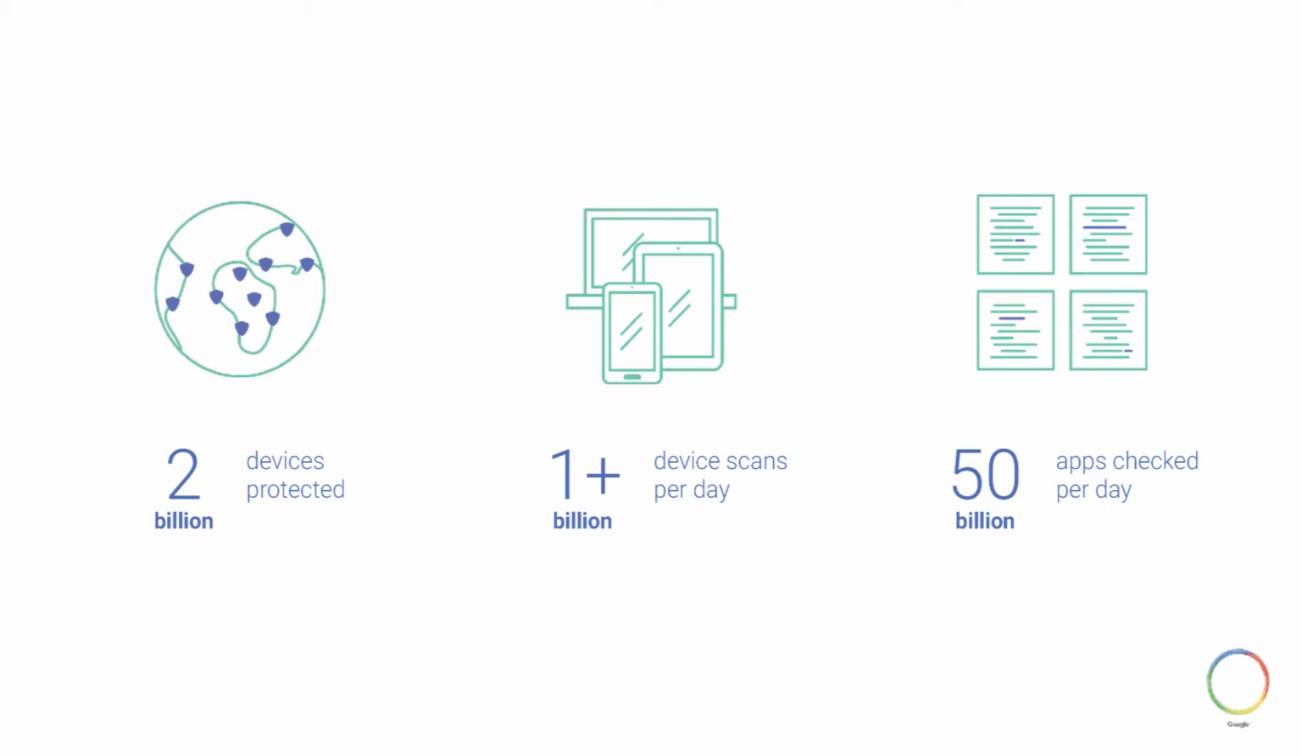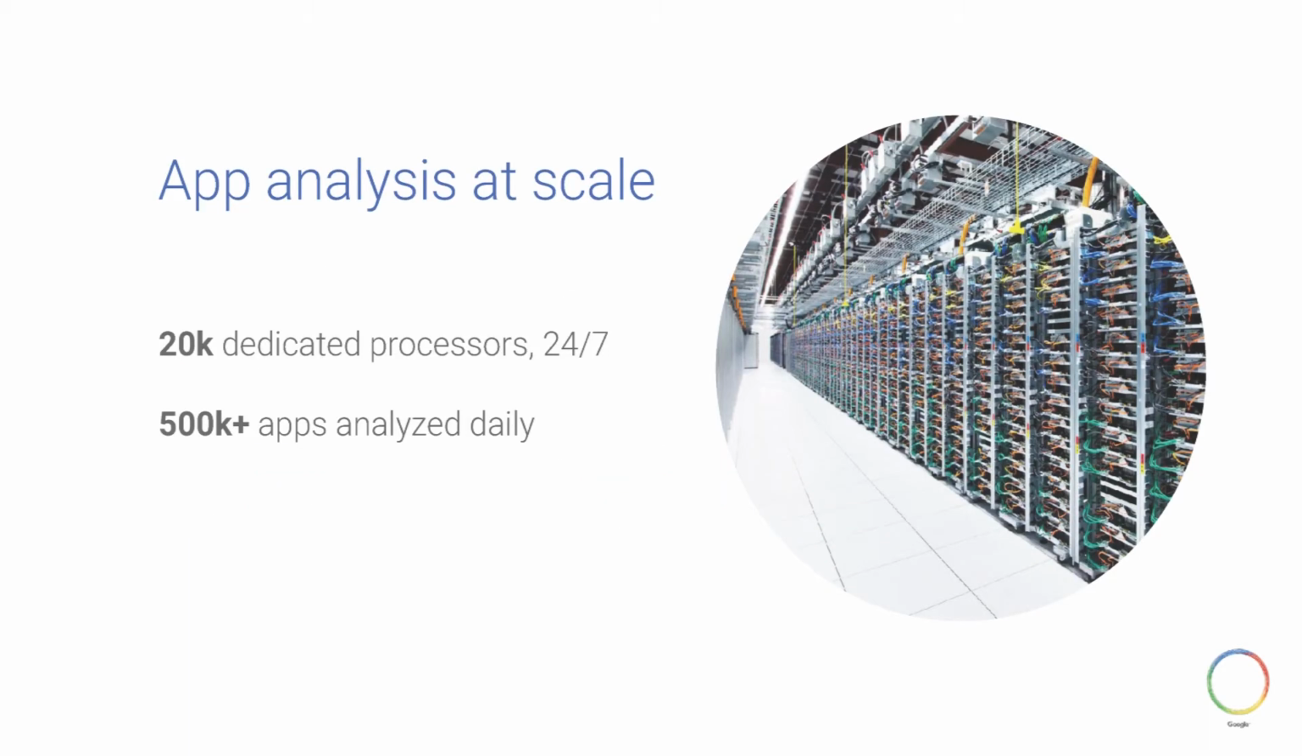So right now, we're doing over 1 billion device scans every day, checking over 50 billion applications every day. So that really is an incredible scale. And to do all of that, we have to rely on Google's power. We have some interesting numbers here, for example, that we're using over 20,000 dedicated processors in our data centers that are running 24/7.